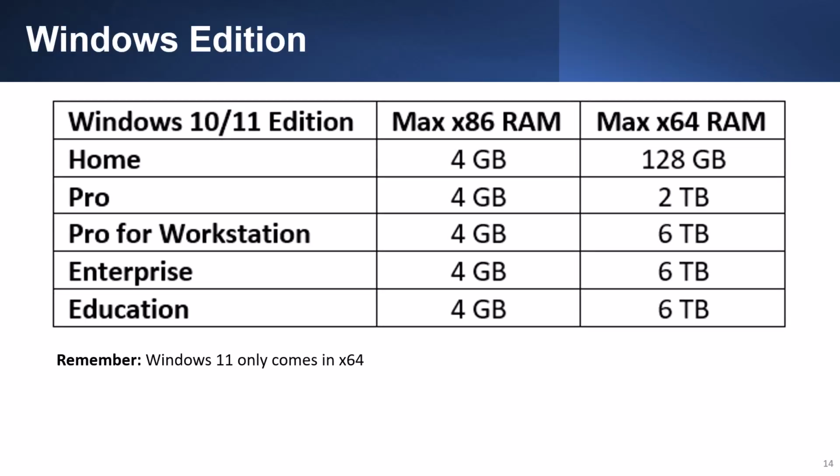This table shows the amount of memory that each Windows edition can use. As you can see, 32-bit versions of Windows can only support up to 4 gigabytes of memory since it's based on the 32-bit address bus that only supports up to 4 gigabytes of memory. For 64-bit versions of Windows, Home Edition supports up to 128 gigabytes of memory, while Windows Pro supports up to 2 terabytes of memory. Pro for Workstations, Enterprise, and Education support up to 6 terabytes of memory. Remember, Windows 11 only comes in x64 versions.